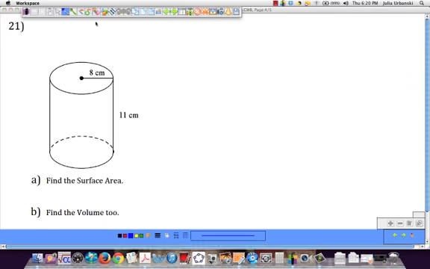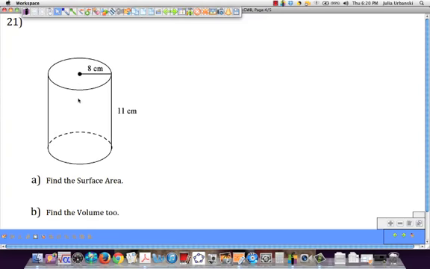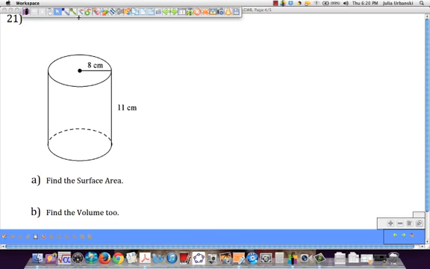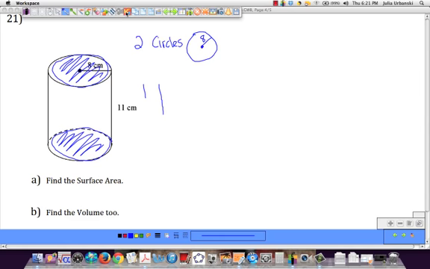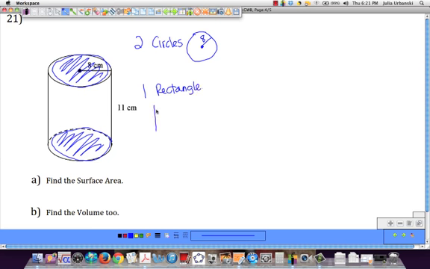Number 21. For the surface area, we have 3 surfaces. We have the 2 circles here on top, this circle and this circle have to be included as part of the surface. So we have 2 circles, and the radius of each of those circles is 8. But the other thing we have is a rectangle that wraps all around, and we only have one of those. One rectangle, and we'll have to figure out the dimensions of that one.